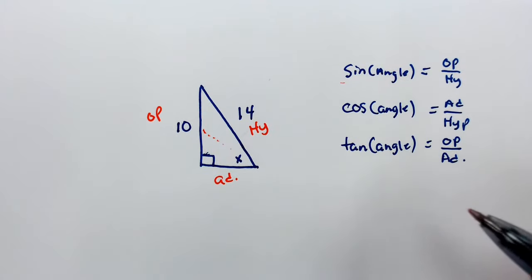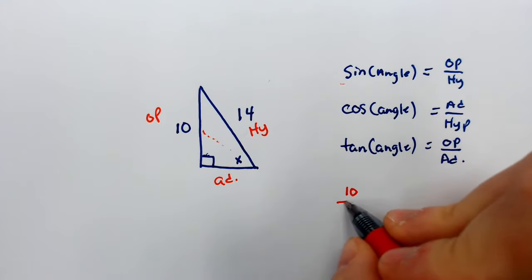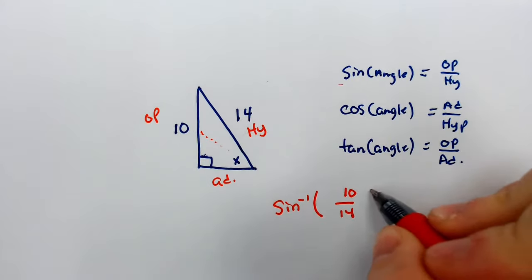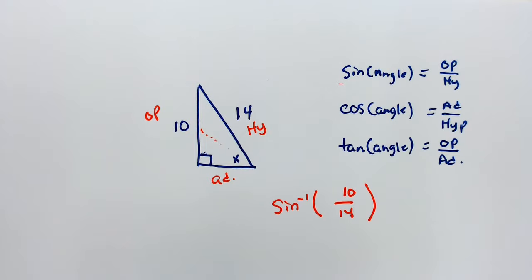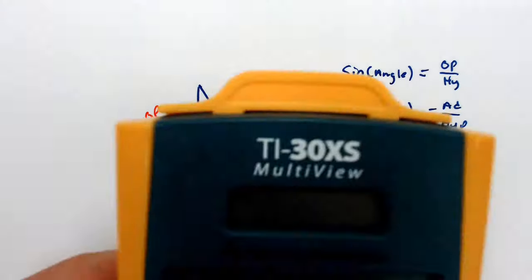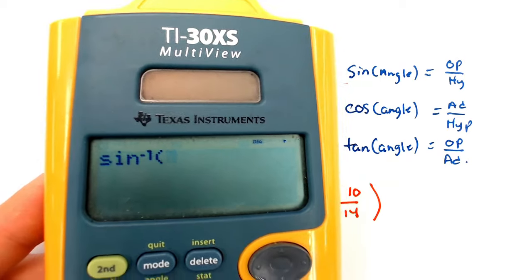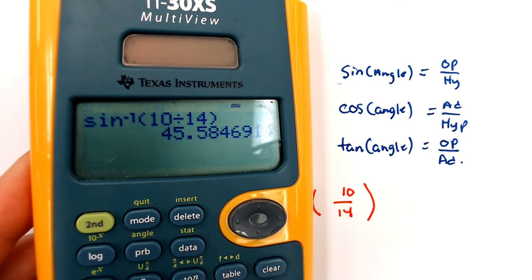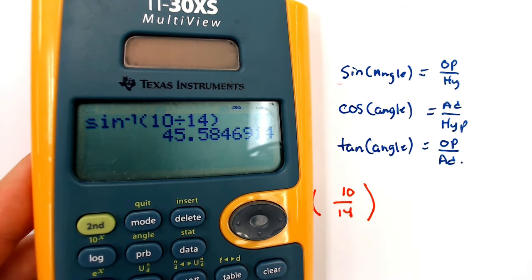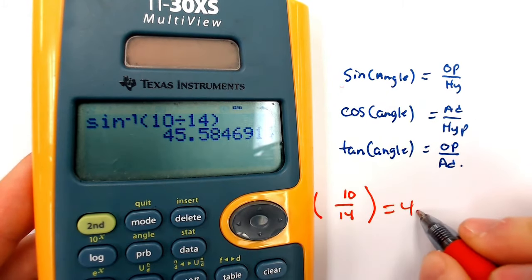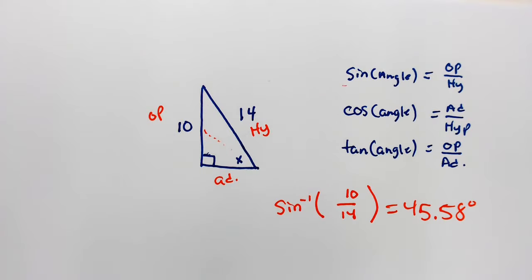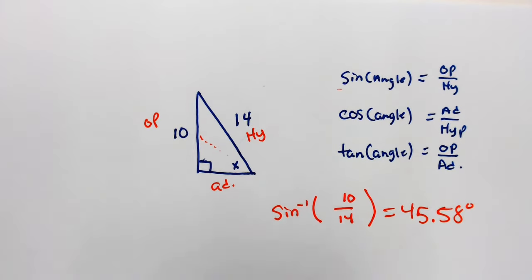The big difference is that if you're looking for the angle, you're still going to have the 10 and the 14, but you want to use the sine -1 button, which on most calculators is going to be second, then sine, to get the sine -1. And then you just type in 10 divided by 14 and hit enter, and it will spit out the angle, 45.58 degrees. And that's it. We're going to do a few more problems, but it does not get any harder than that.